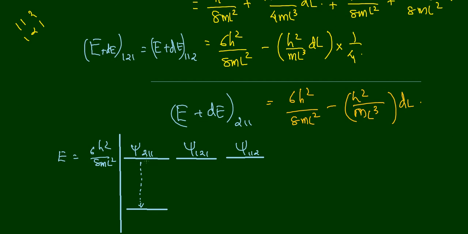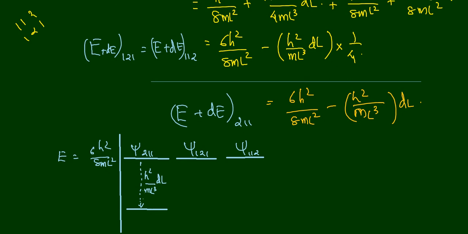So what is this energy? This energy is h square divided by ml cube dl. This is the energy which is getting down. And now you can look at the other two states, psi 121 and psi 112. In these two cases, the energy difference, the energy which is becoming less, is h square divided by 8 ml cube dl into 1 by 4.